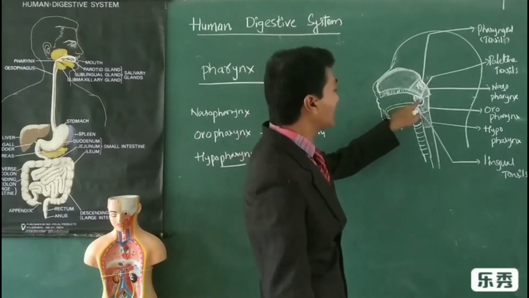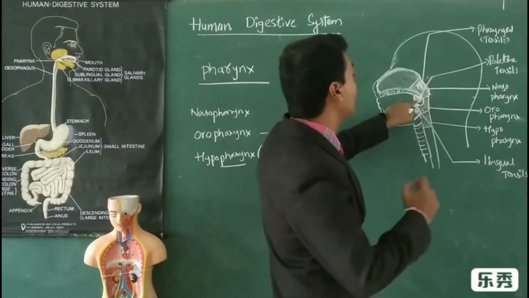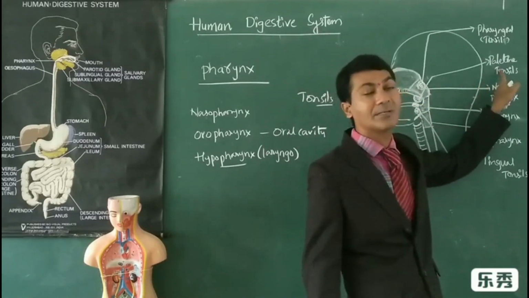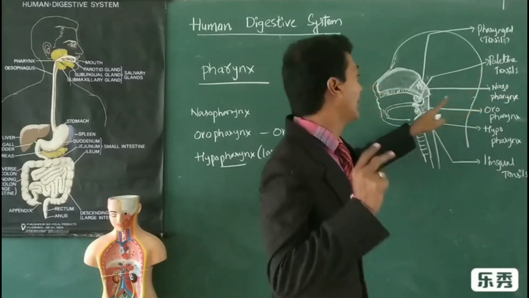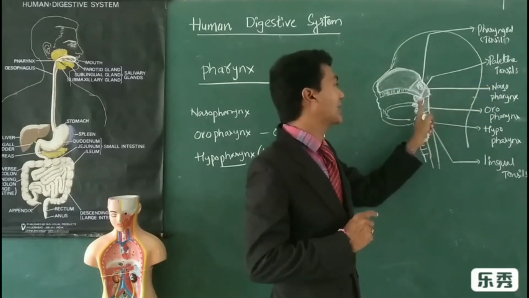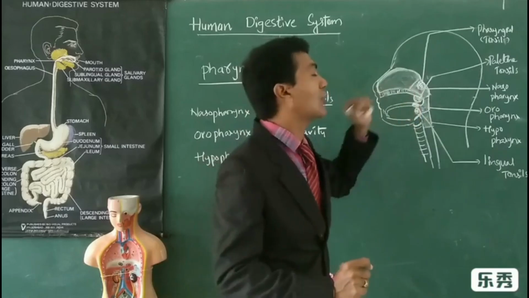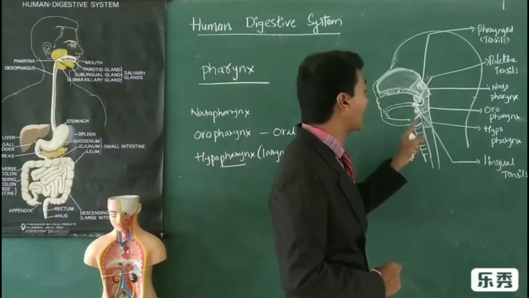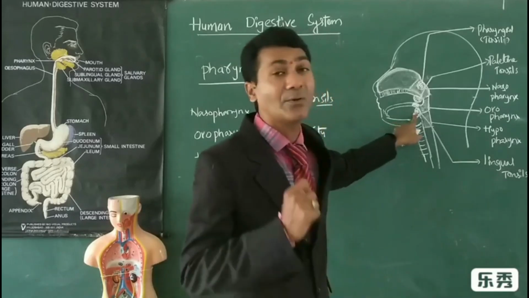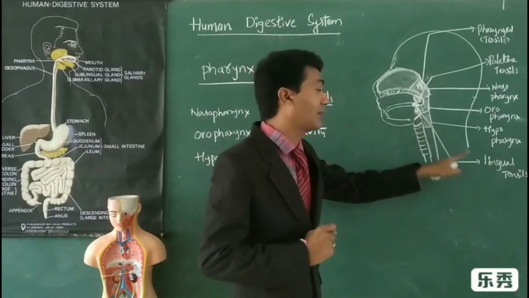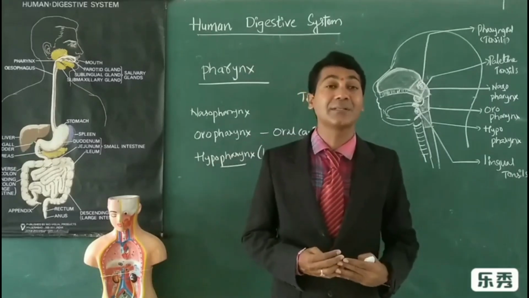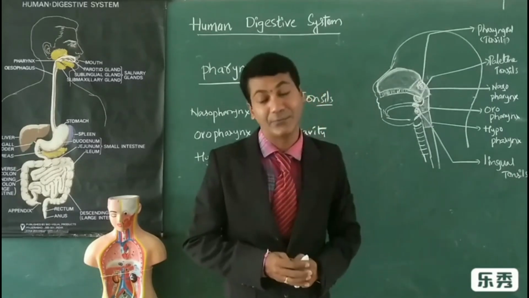And the tonsils which are closely attached to soft palate are known as palatine tonsils. These are in pair. A pair of palatine tonsils attached to soft palate. And the third type, a pair of tonsils which are below the tongue, which are attached to tongue, are known as lingual tonsils. These three types of tonsils are present in the pharynx.